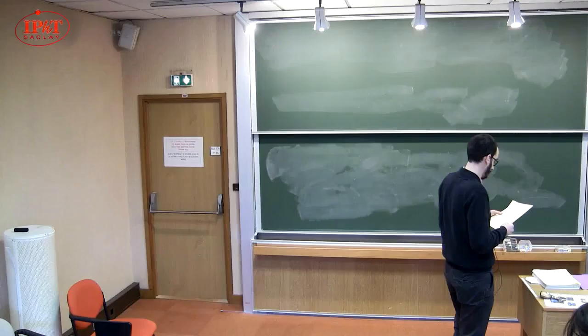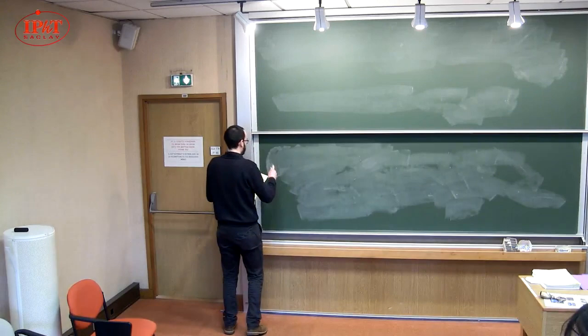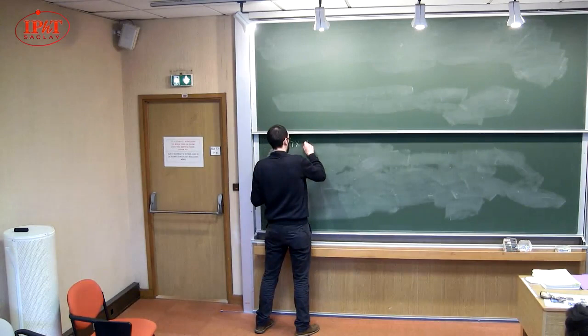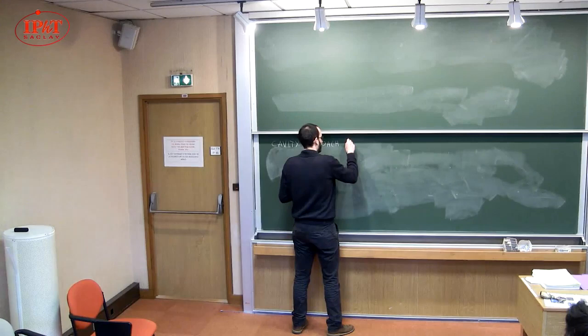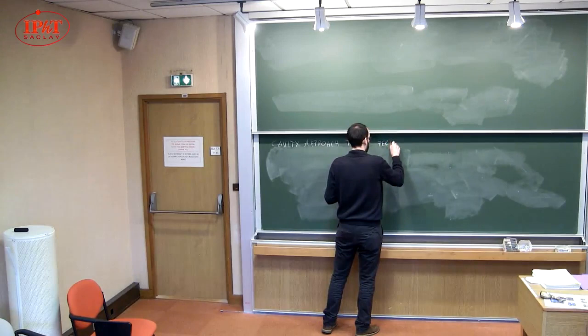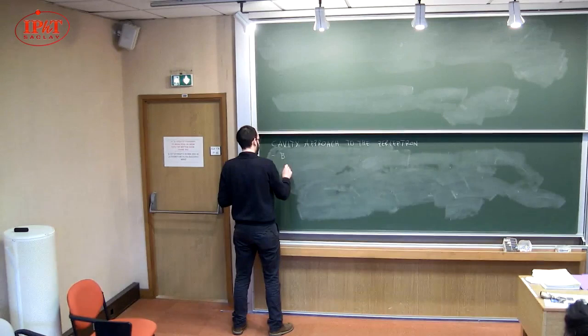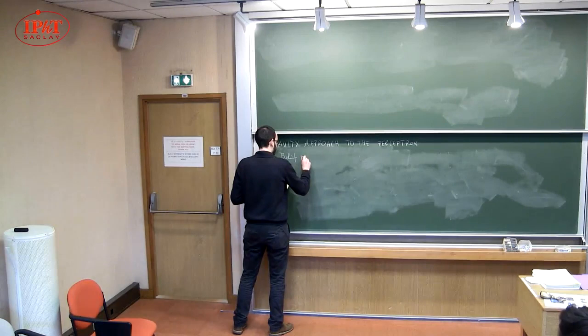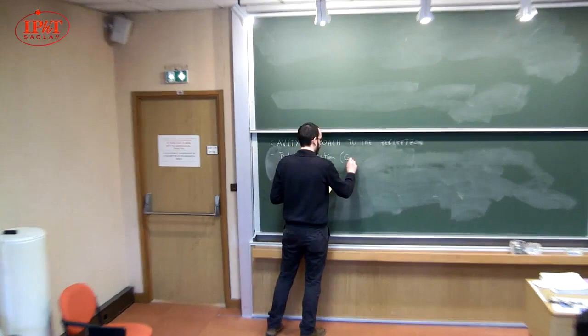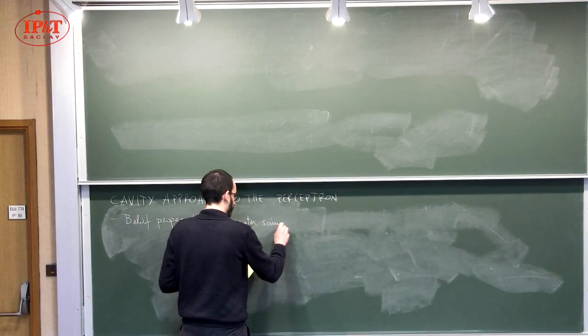Okay, so today we are going to discuss the cavity approach to the perceptron. What we are going to discuss has many different names. In the context of computer science, it's called belief propagation. So this is computer science mainly, but it's also called Bethe approximation.